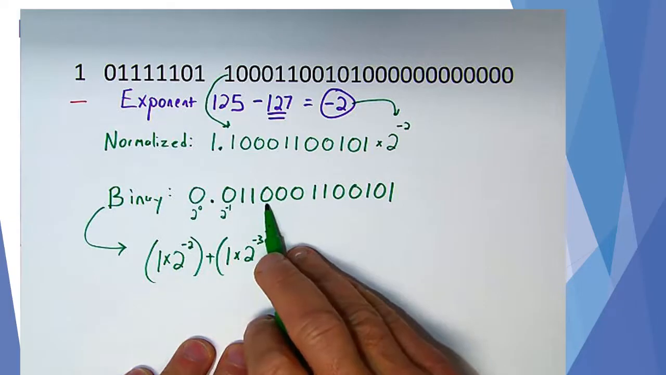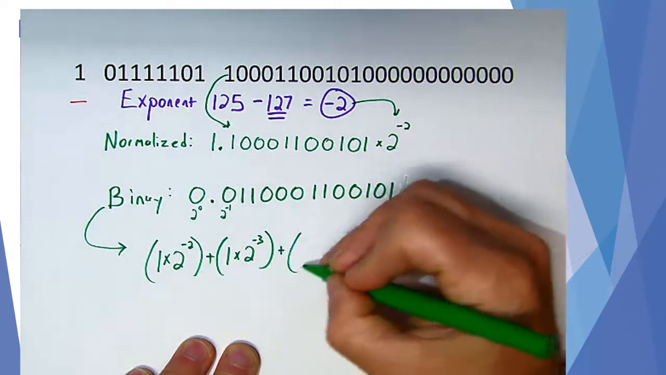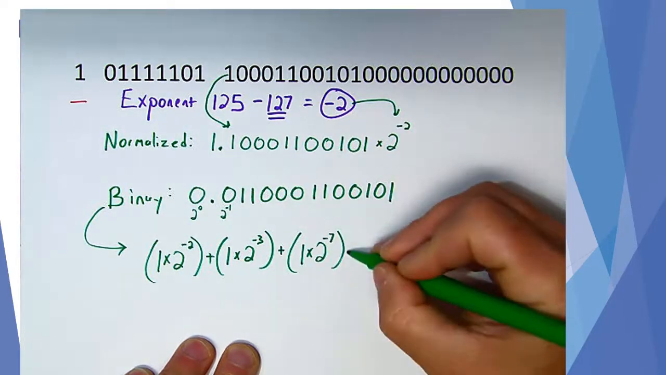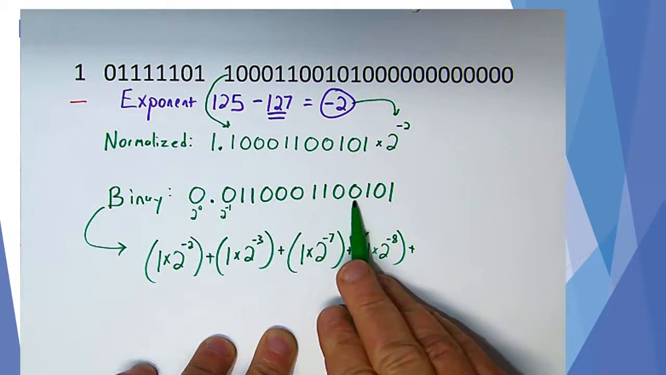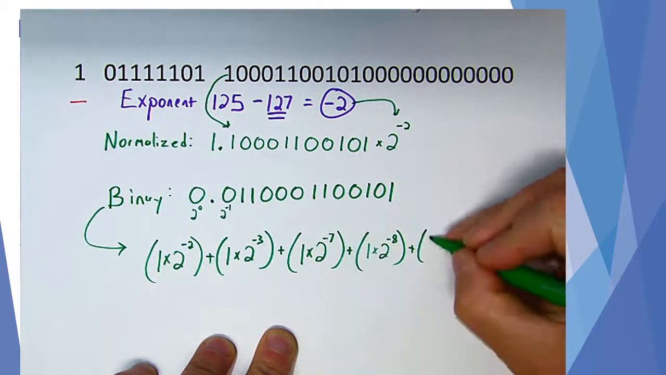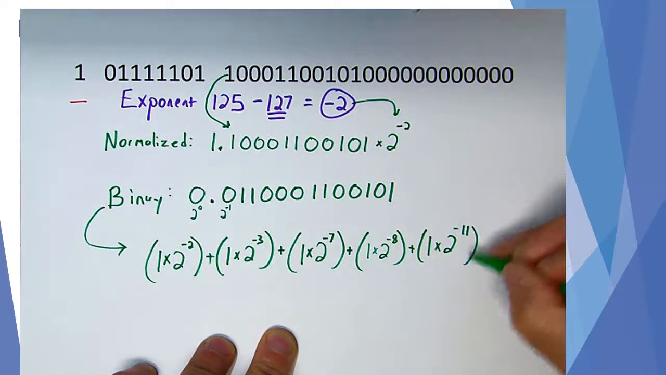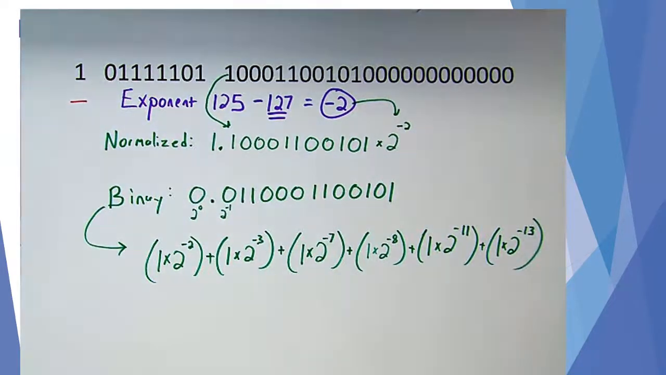2 to the -4, 2 to the -5, 2 to the -6, 1 times 2 to the -7, 1 times 2 to the -8, no 2 to the -9, 2 to the -10, 1 times 2 to the -11, 12, and 1 times 2 to the -13. And that becomes calculator work. You can enter that into your calculator.